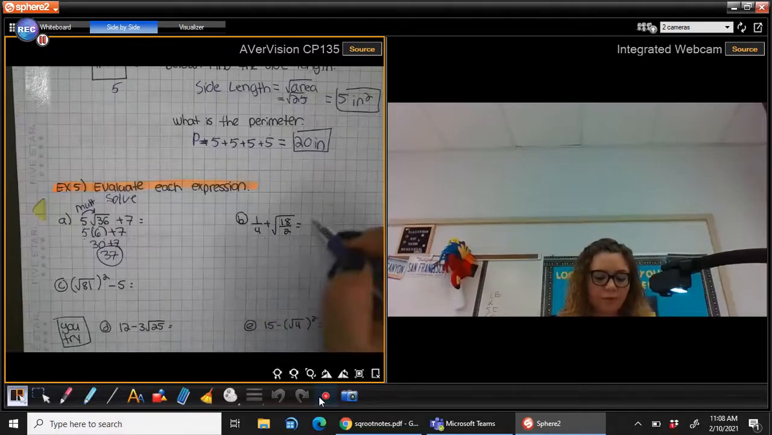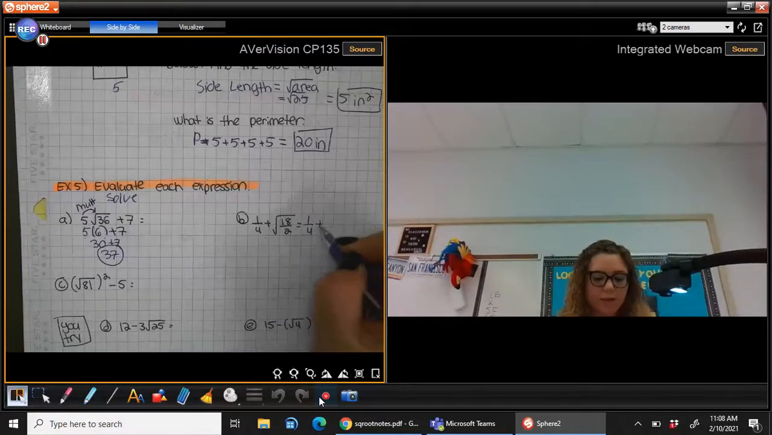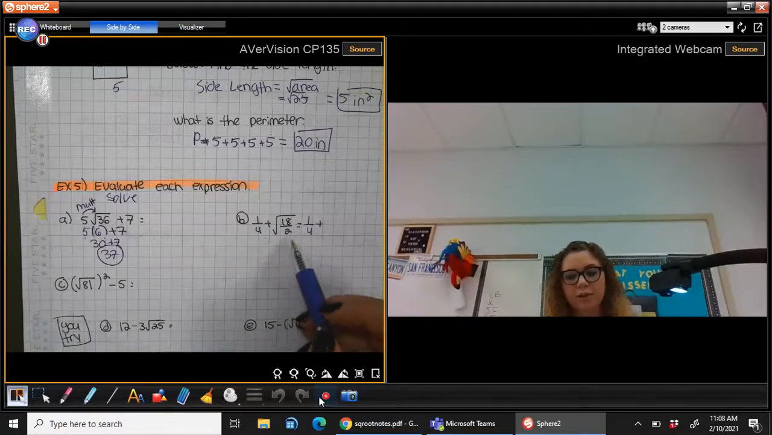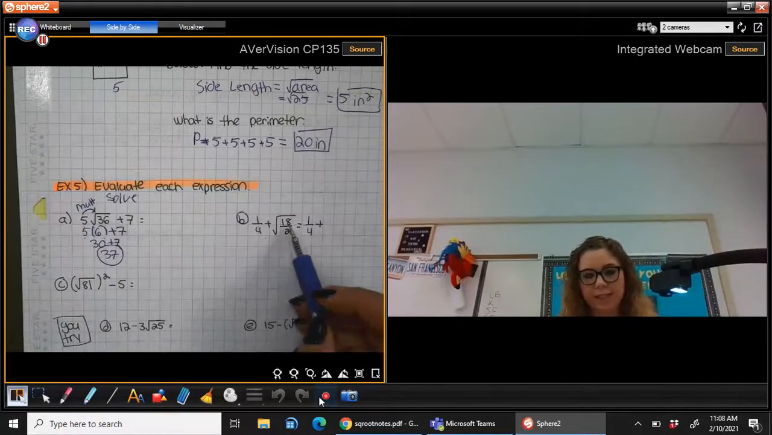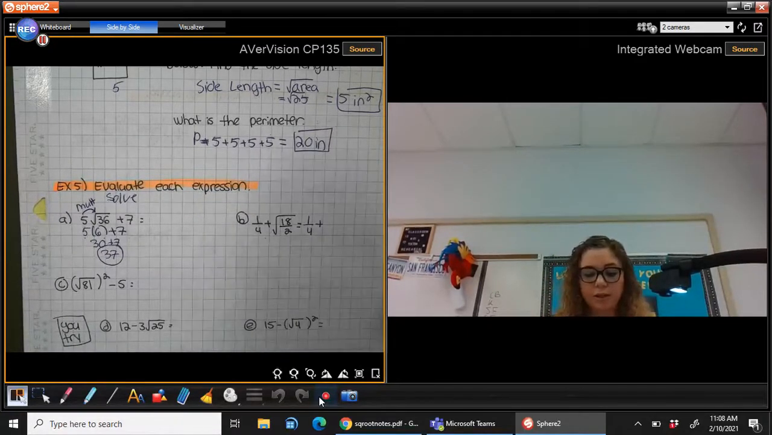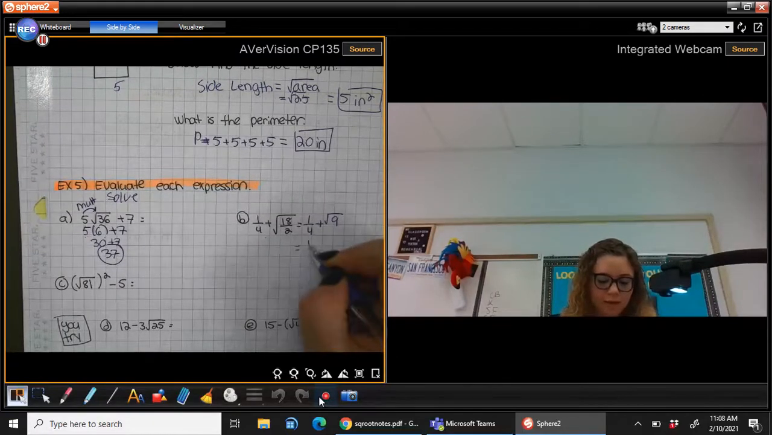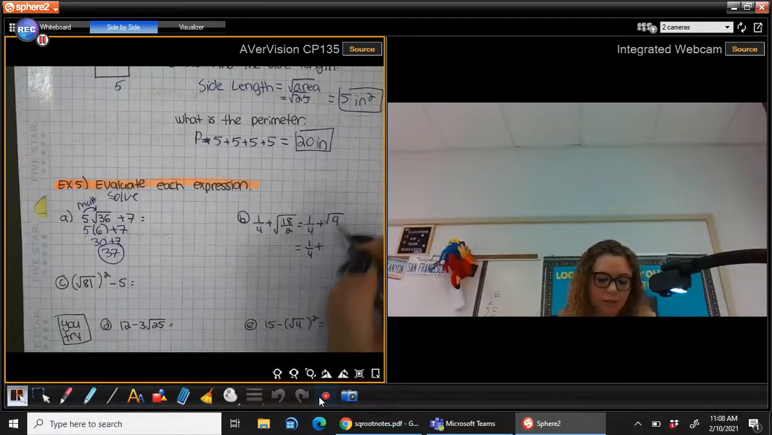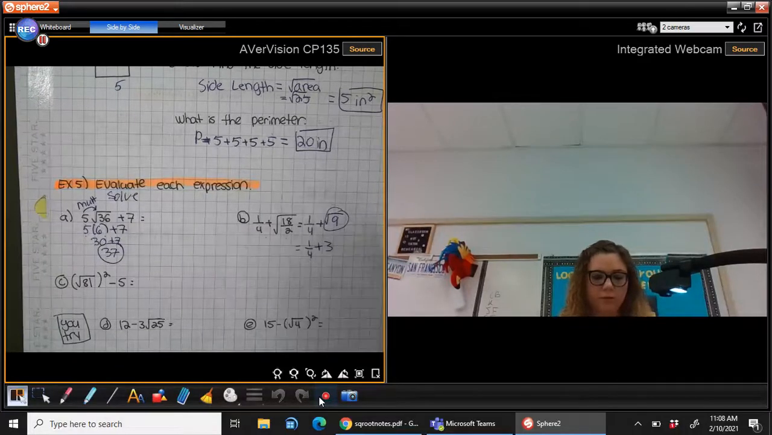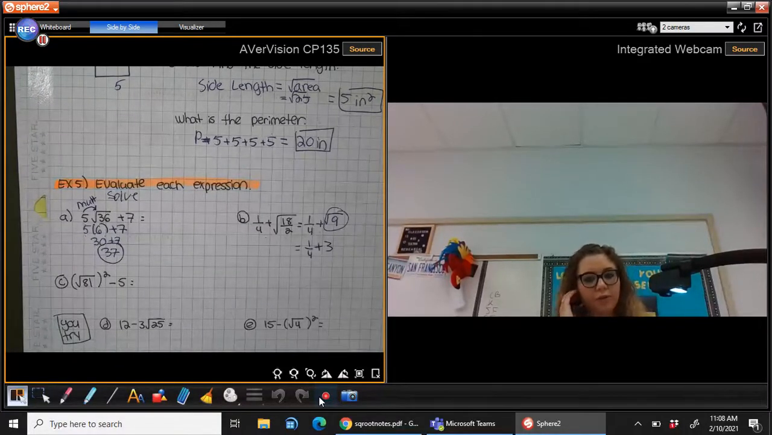Okay, I have 1/4 plus. So anytime you have a fraction, you want to see if you can simplify that farther. What's 18 divided by 2? 9. Square root of 9. Okay, and what is the square root of 9? 3. So you're going to replace this whole thing with 3 because we got rid of the square roots.